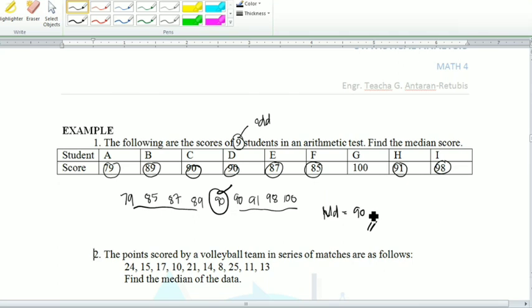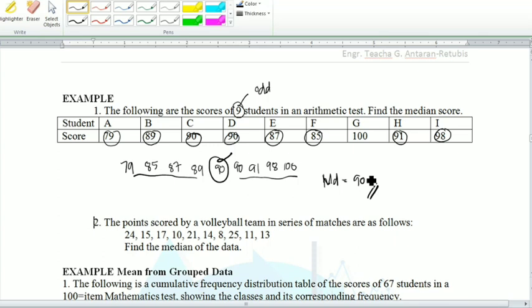Now, how about for number 2? We are given here scores also, and this is still considered ungrouped data. So, still, first step is to arrange it. Okay? So, what is the lowest here? It is 8. Okay, so 8. Next is, we have 10. And then we have 11. And then we have 13. And then we have 14. And then we have 15.